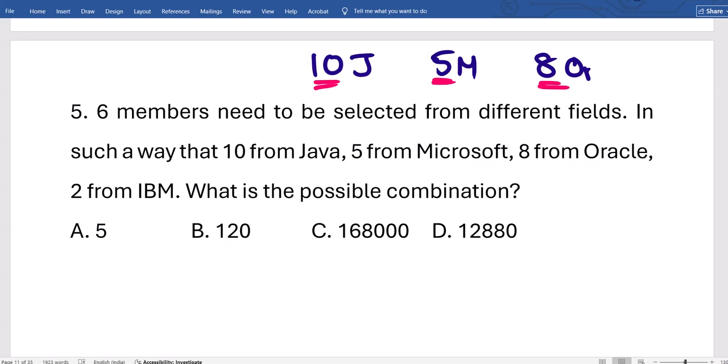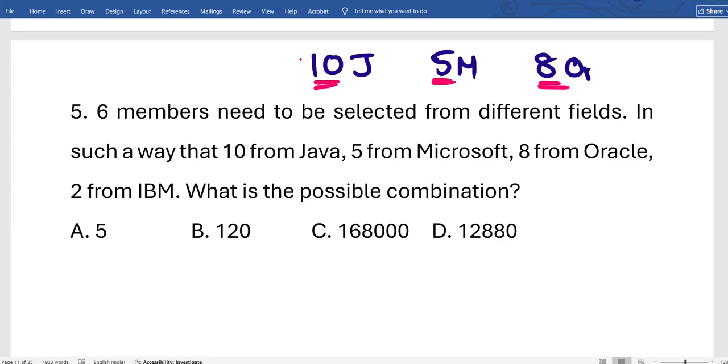I know there are 23 people, but from the first set of Java, minimum 1 person is required. From Microsoft, minimum 1 person required. From Oracle, minimum 1 person required. That's the condition. Different fields means we need at least 1 person from each one. Then the extra you can take from Java or Microsoft or Oracle. All those combinations you need to work now. This question will take some extra time. Now you can see everything clearly.